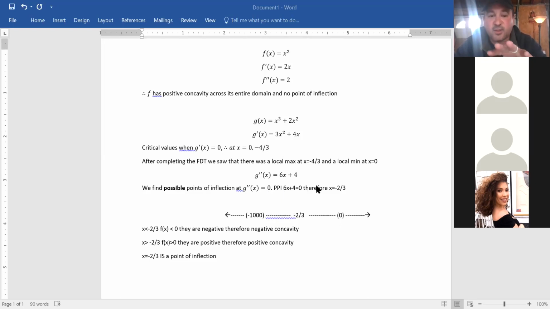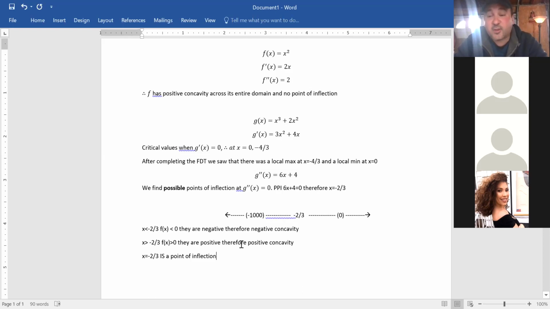So these aren't critical values. They're critical values of first derivatives, but we'd never call them that. We call them possible points of inflection, so we don't get confused. Critical values are when you set the first derivative equal to 0 only, or when the first derivative doesn't exist. So first derivative, critical numbers, second derivative, points of inflection. Possible points of inflection, yes. Yeah.